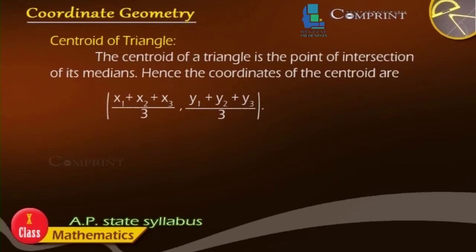Centroid of a triangle. The centroid of a triangle is the point of intersection of its medians. Hence, the coordinates of the centroid are (x1 plus x2 plus x3) by 3, comma (y1 plus y2 plus y3) by 3.